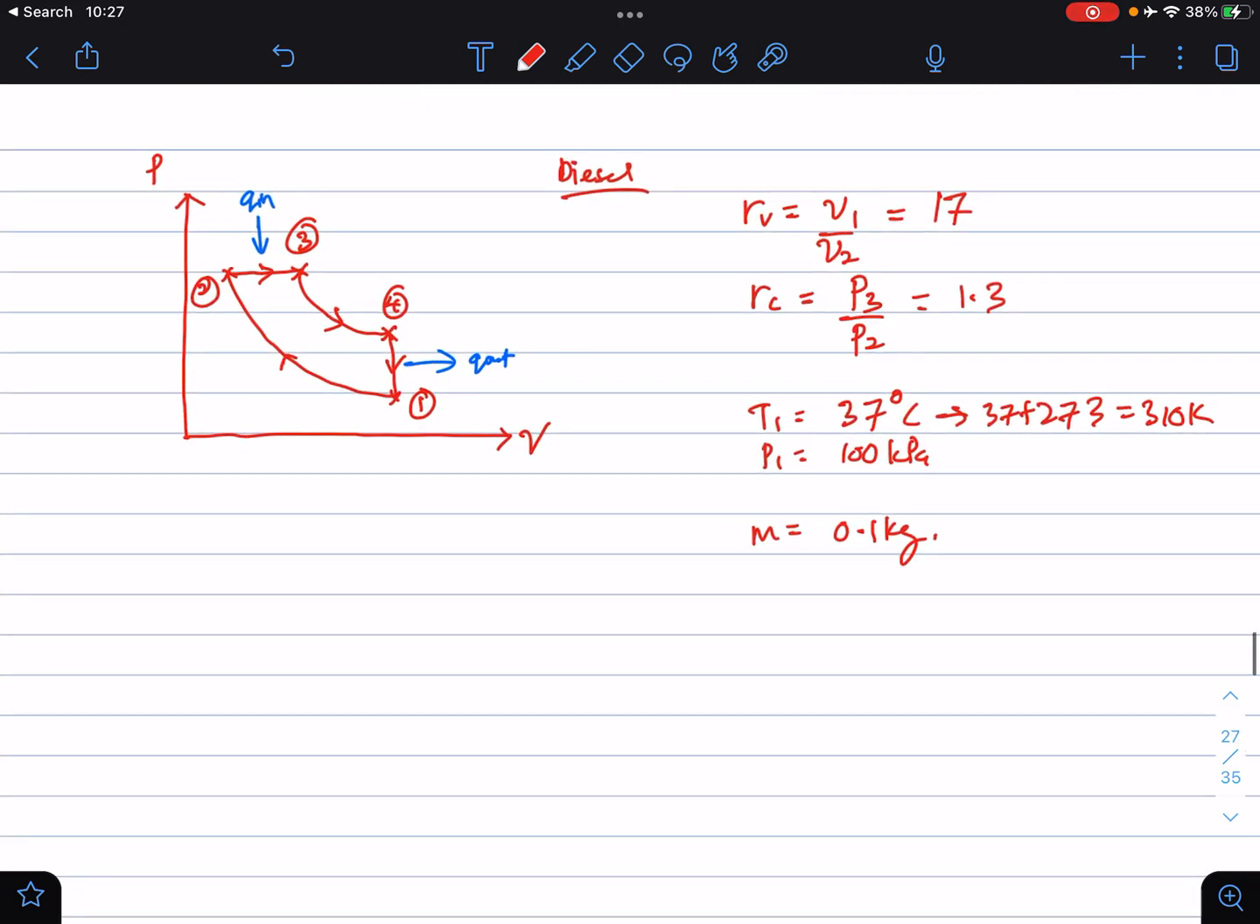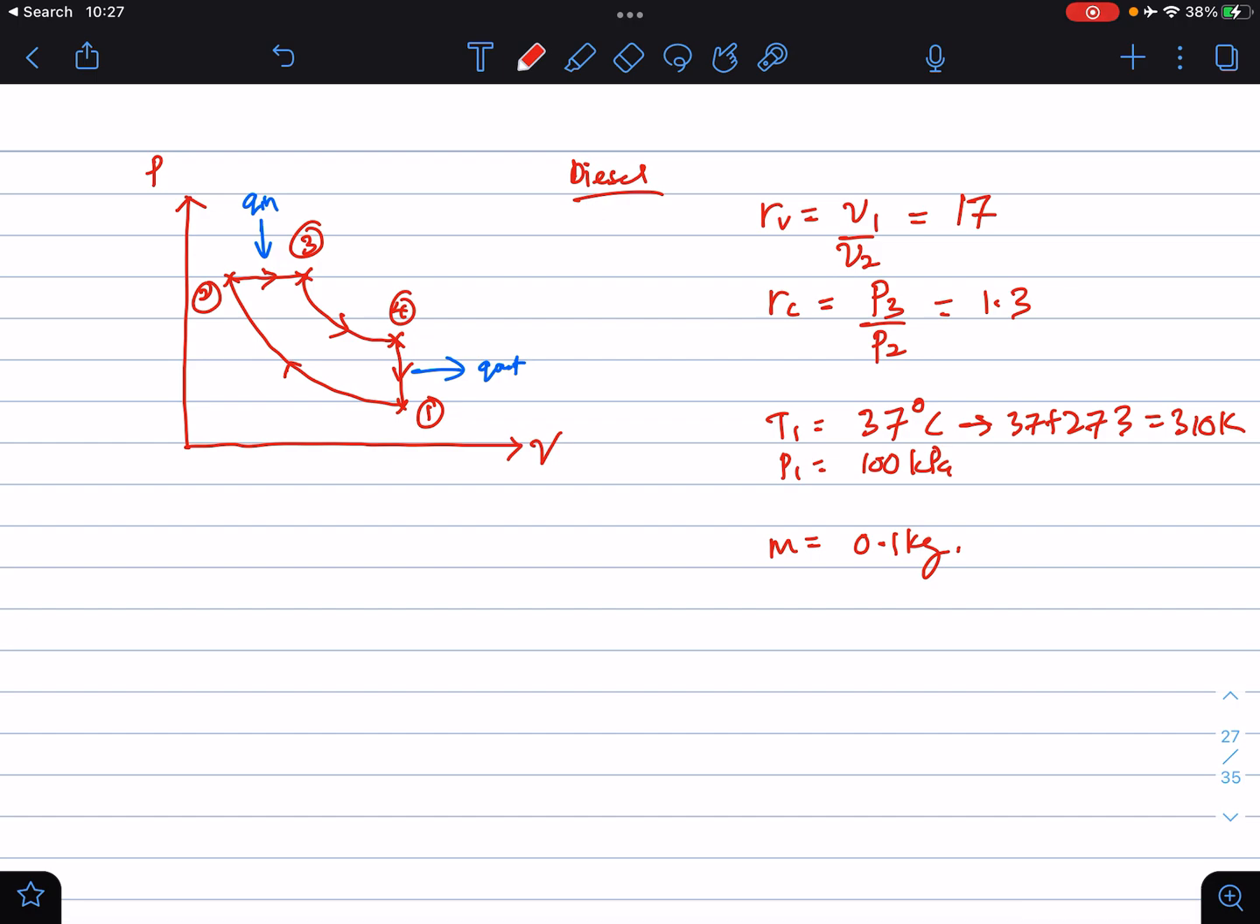Remember, for a gas, you need to get the temperature at each point. That is the first objective of this kind of cycle. Because when you get the temperatures, you can find other information such as the heat addition, the heat out, and also the net power output produced by this kind of cycle.